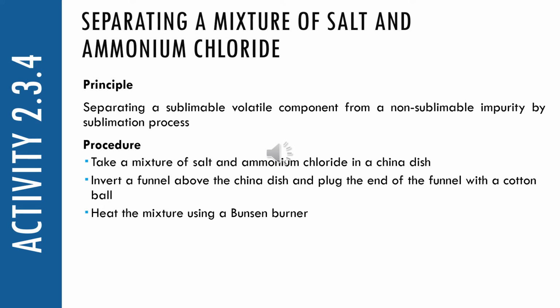Procedure: take a mixture of salt and ammonium chloride in a china dish. Invert a funnel above the china dish and plug the end of the funnel with a cotton ball. Heat the mixture using the Bunsen burner.